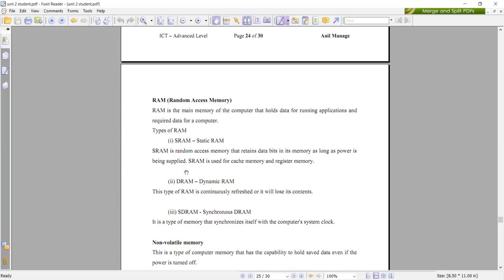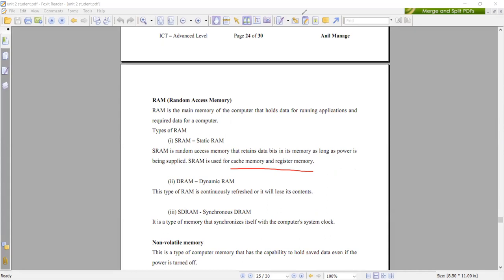SRAM is the static RAM. SRAM is random access memory that retains data bits in its memory as long as power is being supplied. SRAM is used for cache memory and registers. So SRAM is used for cache memory and registers. I like that part.